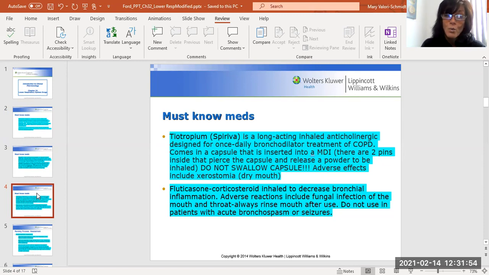You don't want to use corticosteroids in patients that have seizures or acute bronchospasms. So back to that, a corticosteroid can actually make those things worse. It can bring on a seizure, right?